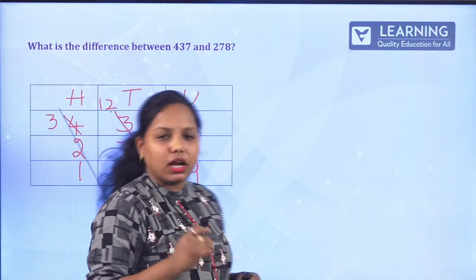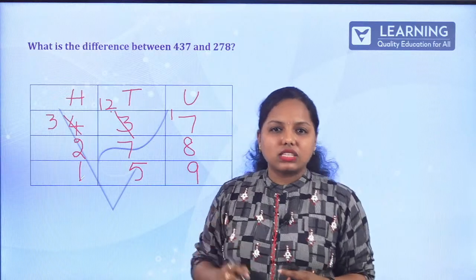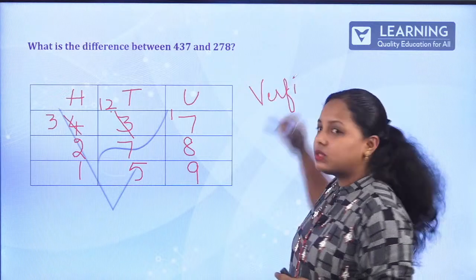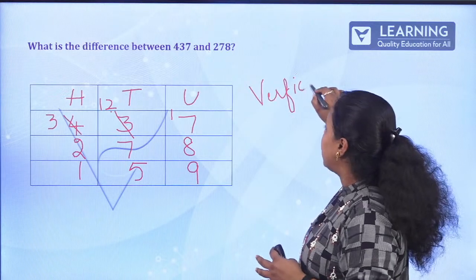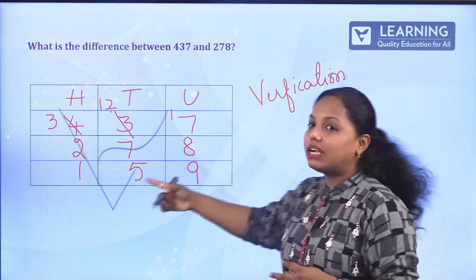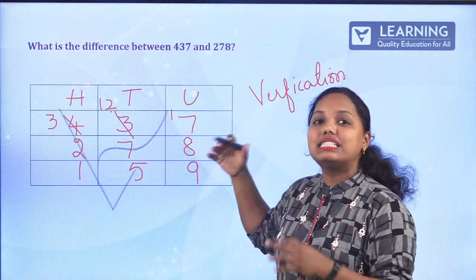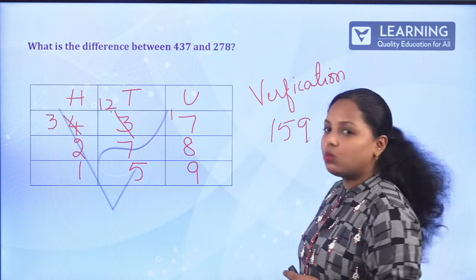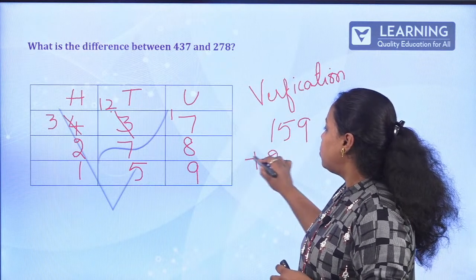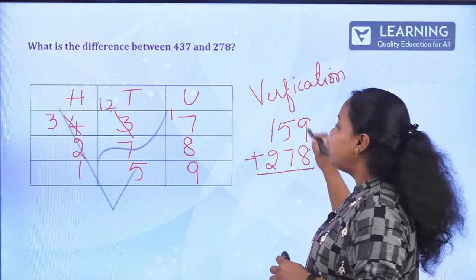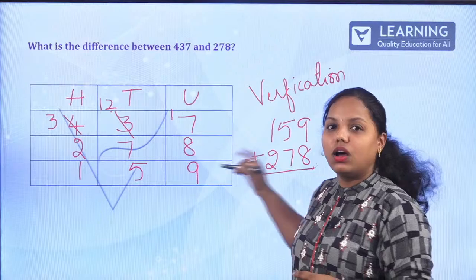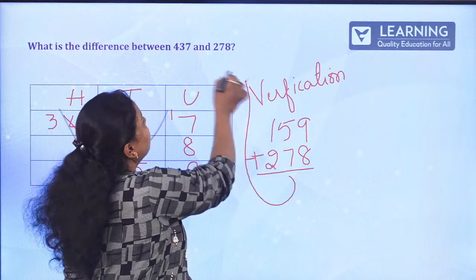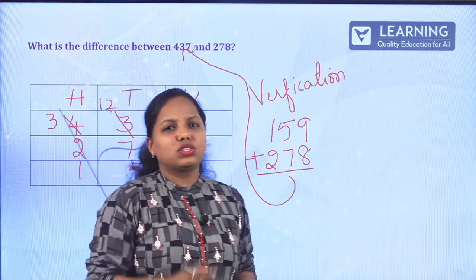Ma'am, I have done the subtraction, but I am not sure whether this answer is right or not. For that, we have to do the verification, if you are not sure and if you have time in the exam. Remember, whatever answer you get, you have to add to the second number, the smaller number. The final answer is 159. You have to add it to 278. Make sure that you get back the bigger value. Are you getting it? Yes, we are getting it. So this answer you will be getting as 437. You can just cross check over there.